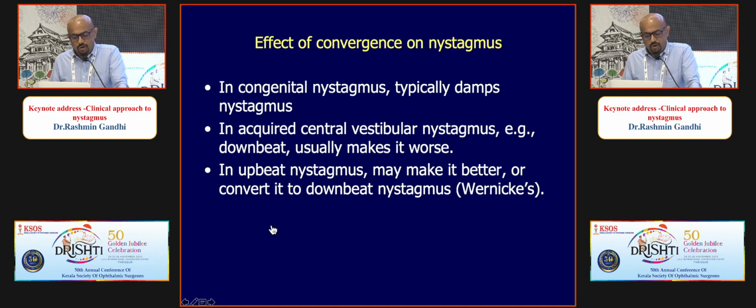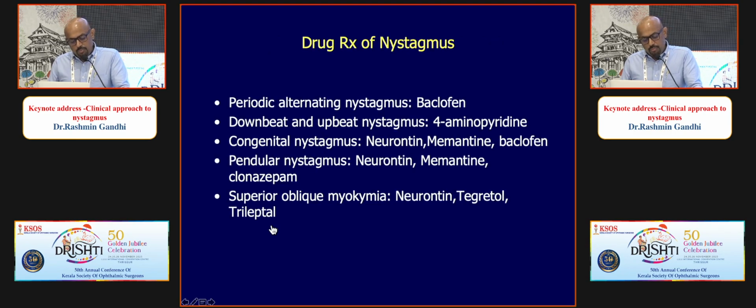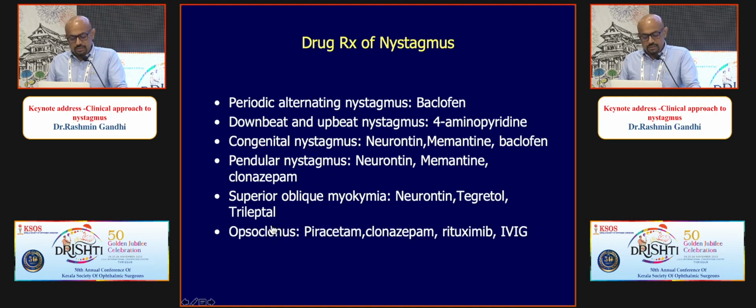That is the last step of your examination of nystagmus. Congenital nystagmus typically would be dampened by convergence, and an upbeat nystagmus may become better or may become downbeat, as seen in Wernicke's encephalopathy. These are the nystagmus which probably can be treated with medications, and generally that is done by a neurologist. Some of these nystagmus do respond to medications like memantine or neurontin or tegretol.